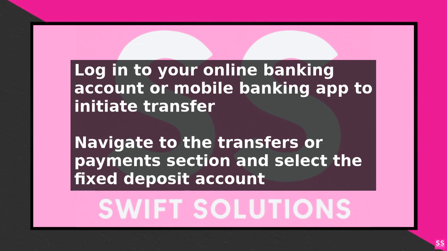Log in to your online banking account or mobile banking app. Navigate to the Transfers or Payments section and select the fixed deposit account as the source of funds. Choose the transfer type, which can be a domestic transfer or an international transfer, depending on the recipient's location. Enter the recipient's details, including their name, account number, and bank details. Ensure the information is accurate to avoid any transfer issues.